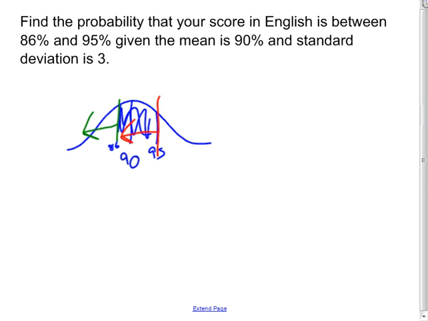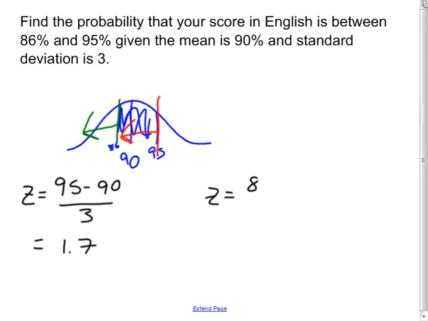So now, I'm not just taking a look at my table and getting the values. I have to physically do something to them. Well, let's first take a look at what each of those individual probabilities are. So let's convert each of these to z-scores. So let's start with 95. So 95 minus my mean divided by my standard deviation is 1.7. And then for my 86, 86 minus my mean divided by my standard deviation gives me negative 1.3.